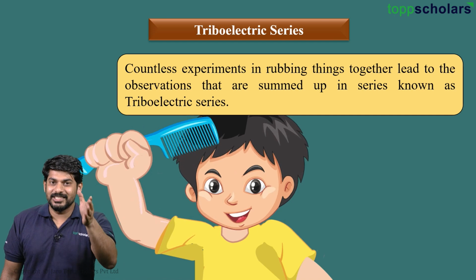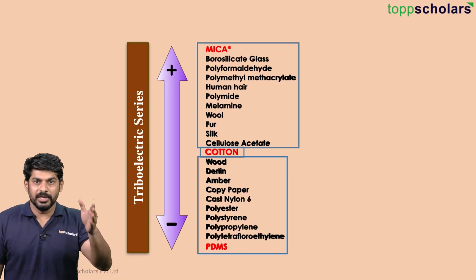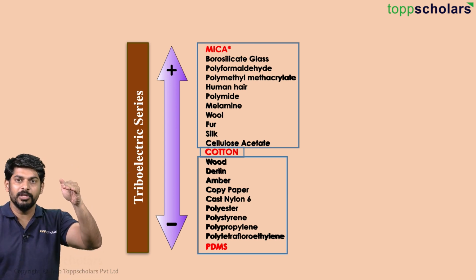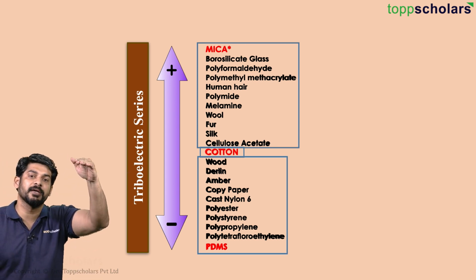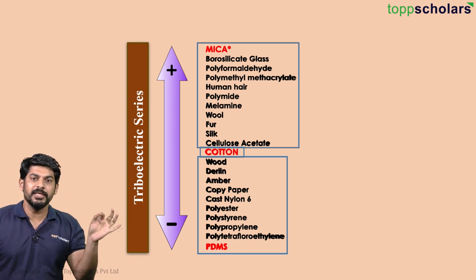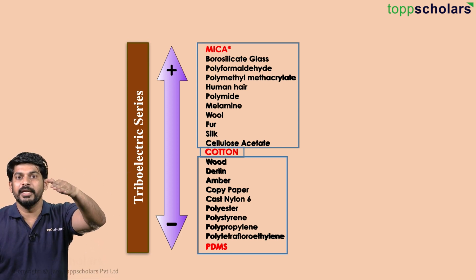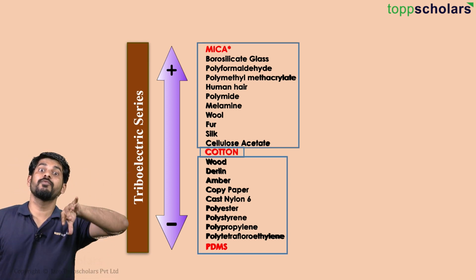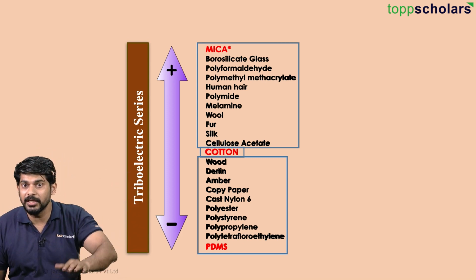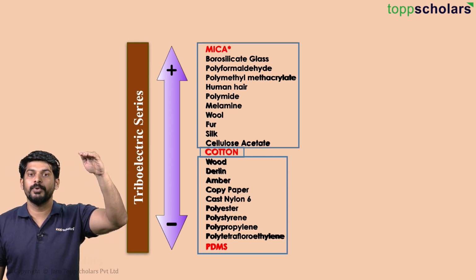Okay, so let's look at the series now. Here is the series. You can see a huge list of different materials, starting with mica, and at the end we have PDMS. This list indicates which material will become positively charged on rubbing and which material will become negatively charged on rubbing. For example, we have mica.